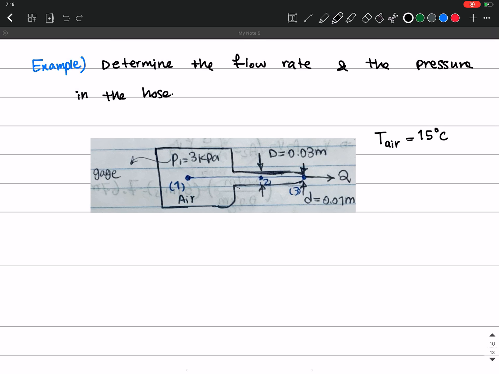Let's see how we can do this. Now we want to find the pressure in the hose, right? And also I want to find the flow rate and pressure in the hose. So I want to see what is the pressure here, like P2, okay? And also the Q here, which we want to find. Okay, so let's get started. We have the pressure here already.